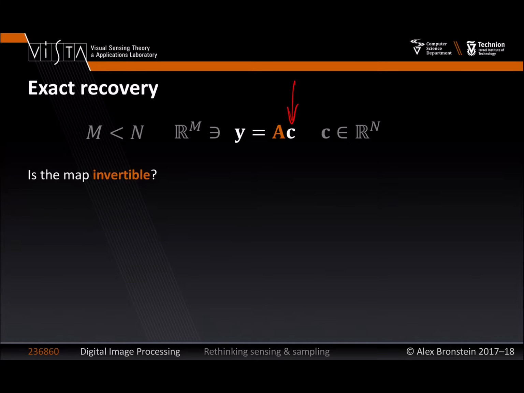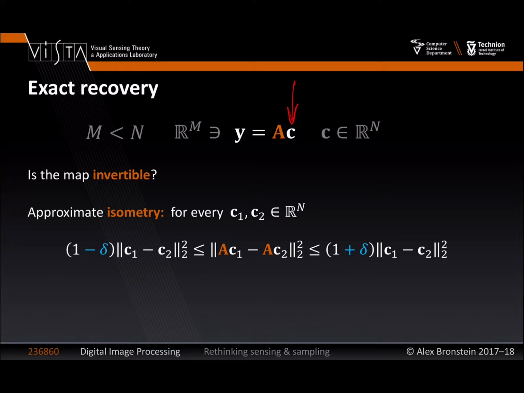And we are naively asking whether this map is invertible, right? So when will this map be invertible? It will be invertible if it is an approximate isometry. If it is bi-Lipschitz, essentially. If I take two vectors, C1 and C2, I map C1 to AC1, I map C2 to AC2, okay? This is basically the mapping A, our measurement matrix.